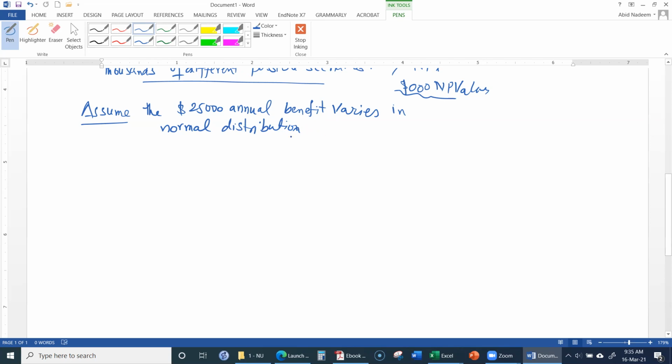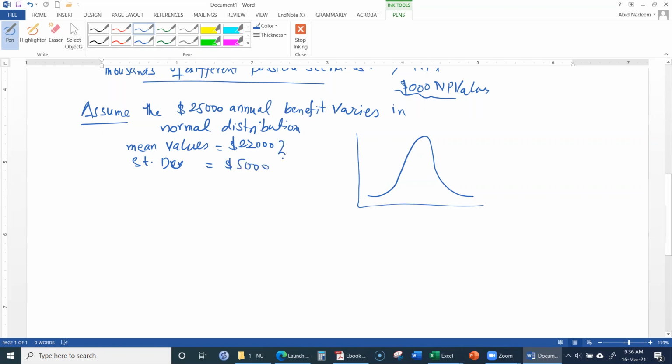Okay, so for example, what is the normal distribution? In the normal distribution, if you take, say, 1,000 samples of this annual benefit, it may vary like this in a bell-shaped curve. With a mean value of, say, $22,000 and a standard deviation of, say, $5,000. Okay, so this is another assumption over here.